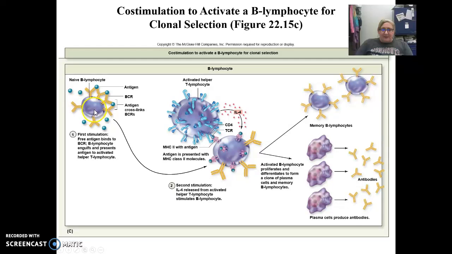And so here we have a naive B lymphocyte, it comes across a pathogen, brings the pathogen in, and presents it on the surface of the cell. A helper T cell binds to the MHC class II molecule and secretes interleukin-4. Interleukin-4 is what co-stimulates B cells, so they proliferate into clones of themselves and then differentiate into either plasma cells or memory B cells.